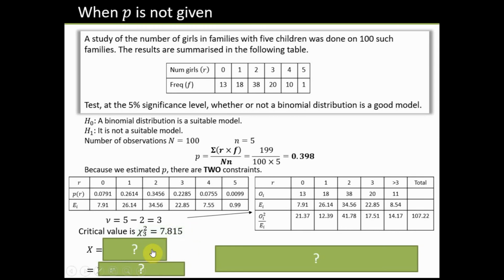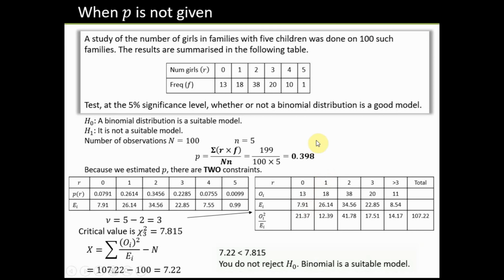The test statistic using this formula is the sum of these, so the 107.22 minus n, which is 100, so that comes out to be 7.22. And again, that is just below the critical value, so we do not reject H0. The binomial, we can say, is a suitable model.